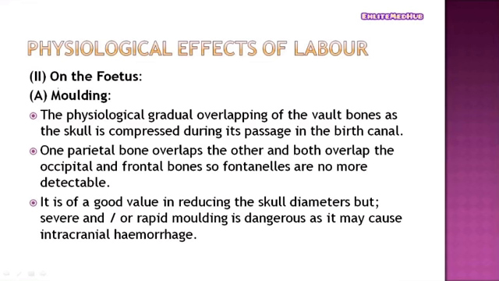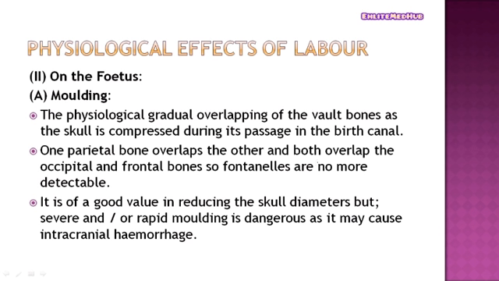So let's move to the physiological effects of labor on the fetus. A is molding. The physiological gradual overlapping of the vault bones as the skull is compressed during its passage in the birth canal. One parietal bone overlaps the other, and both overlap the occipital and frontal bones, so fontanelles are no more detectable. It is of good value in reducing the skull diameter, but severe and/or rapid molding is dangerous as it may cause intracranial hemorrhage.